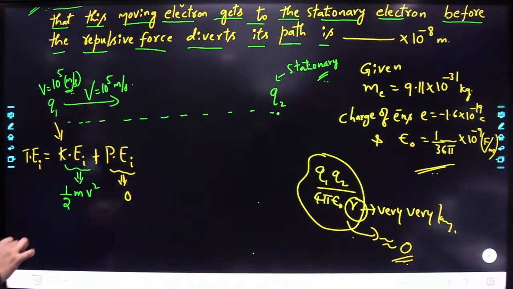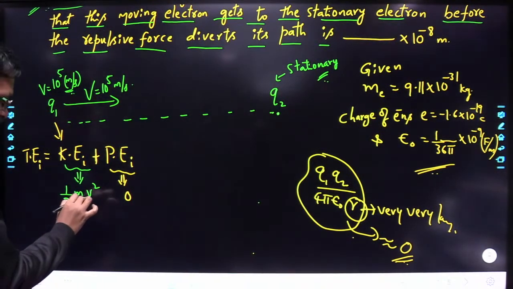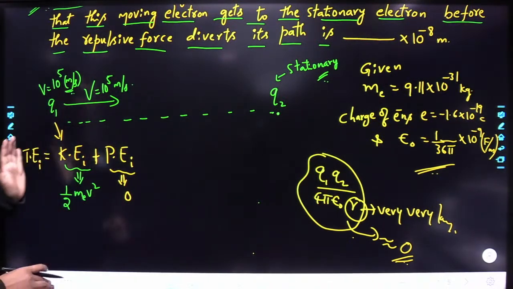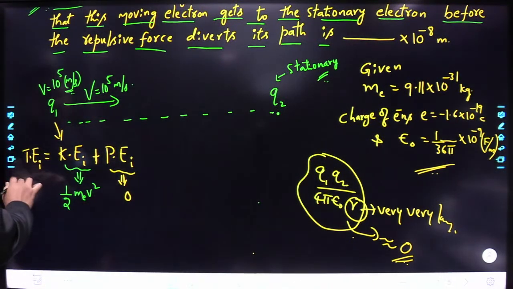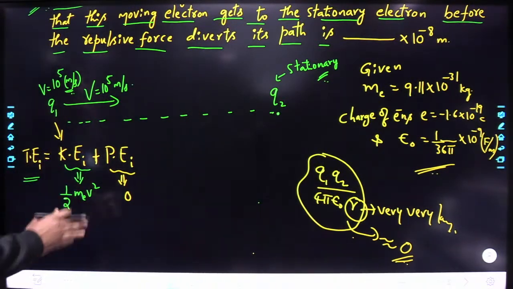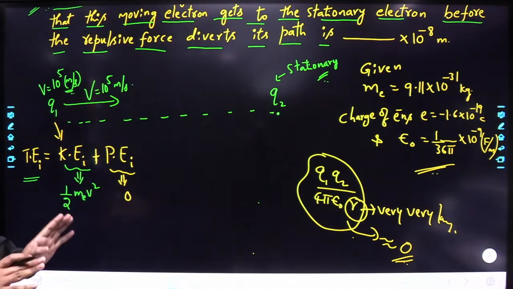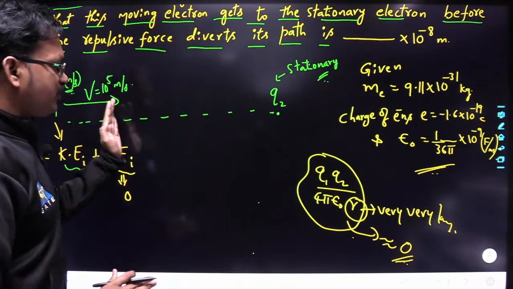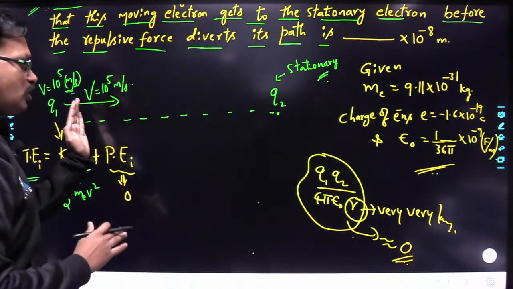Here m is nothing but the mass of the electron, and v is nothing but the velocity. So initially the total energy is in the form of what here? Is in the form of only kinetic energy. The potential energy is equal to 0. Understood? Now as it moves into this field produced by Q2, what will happen here?